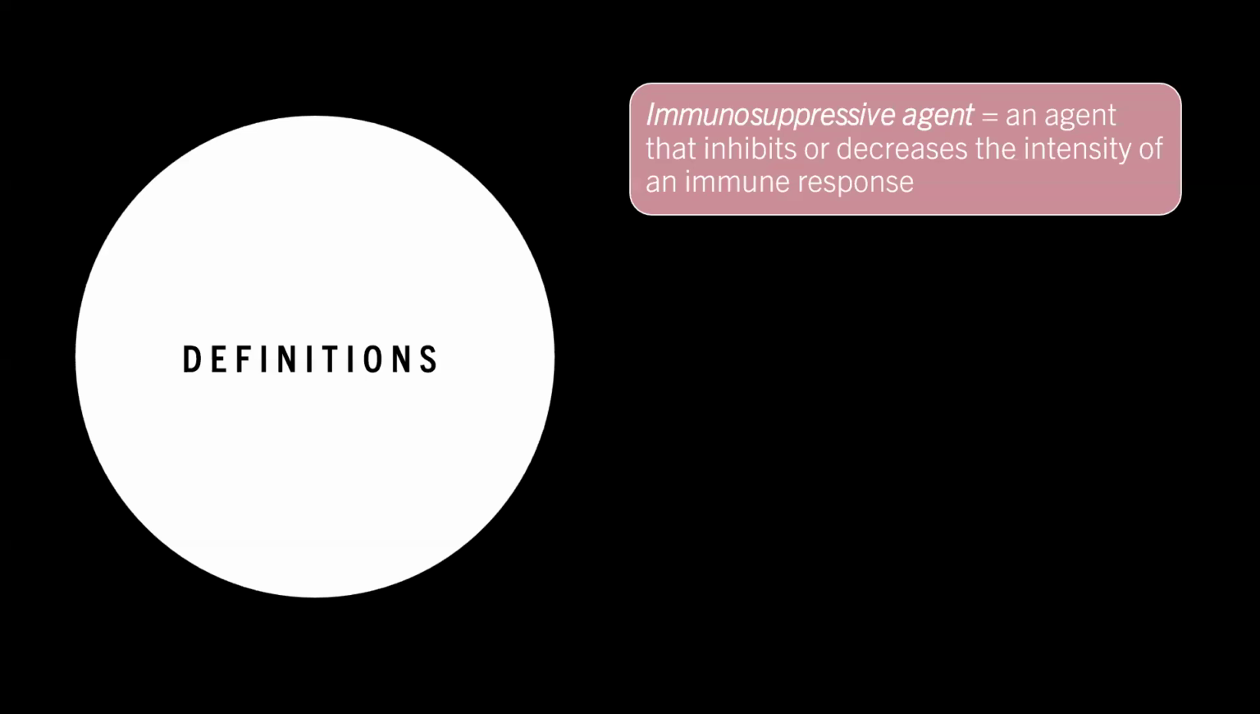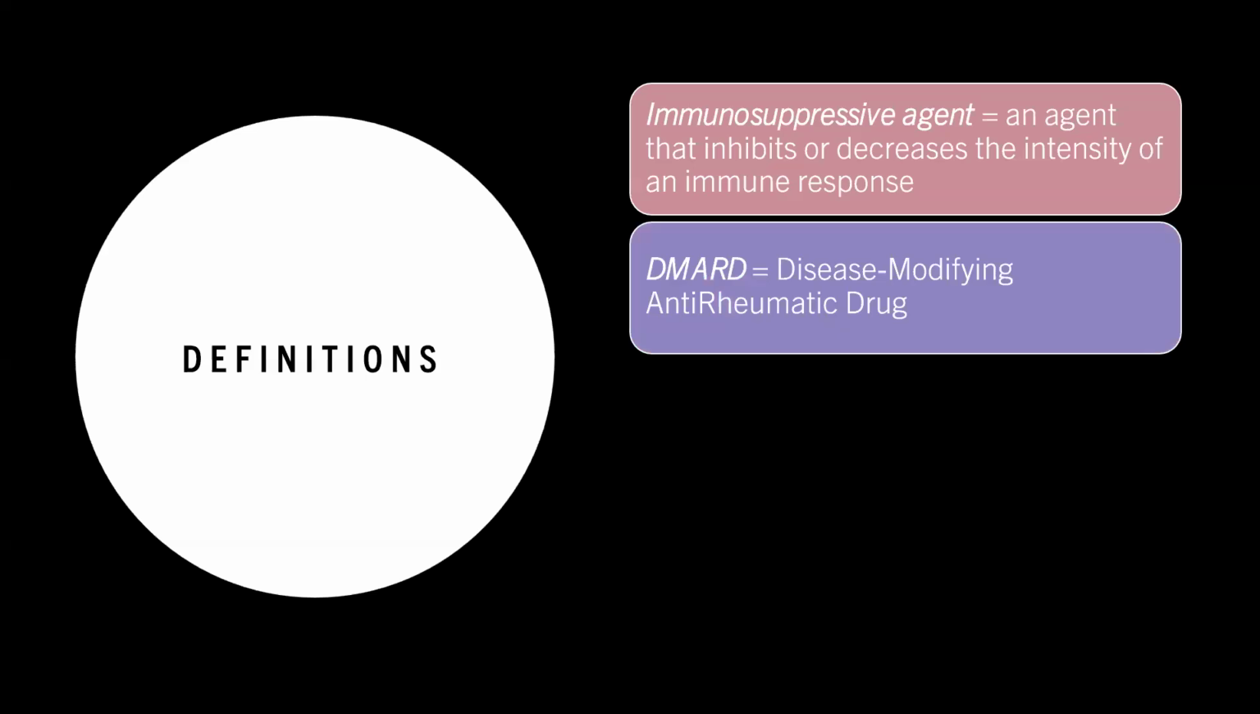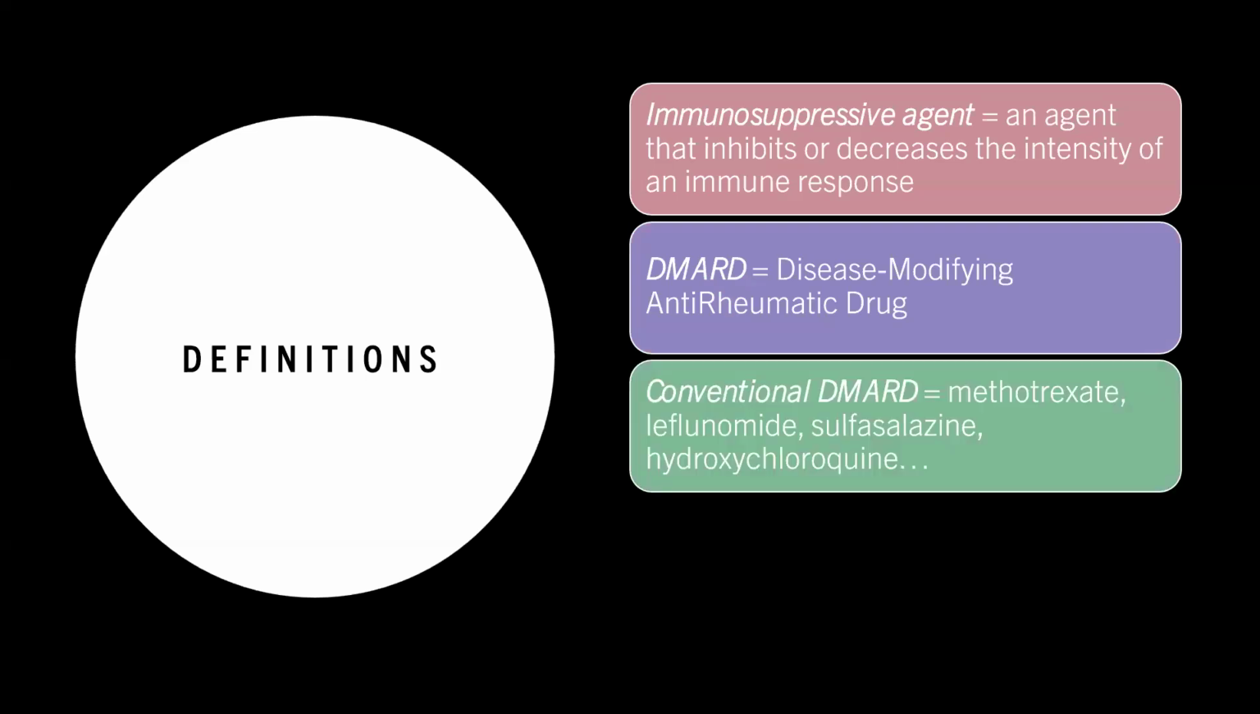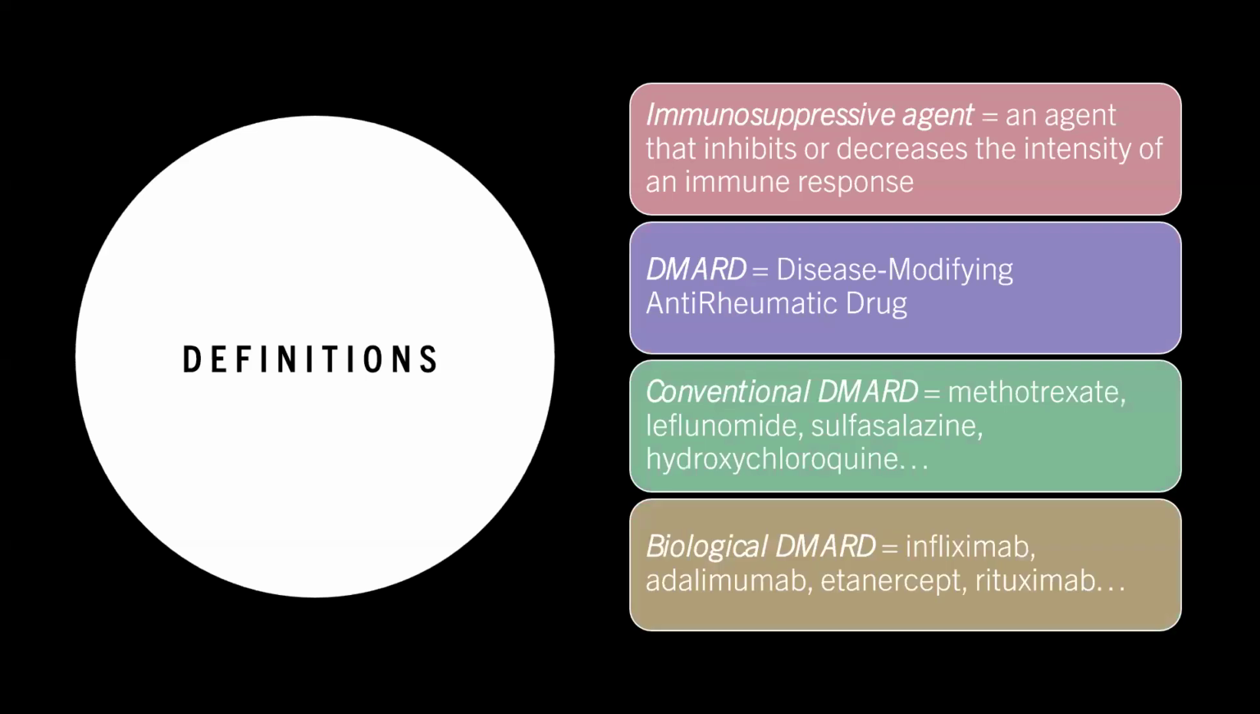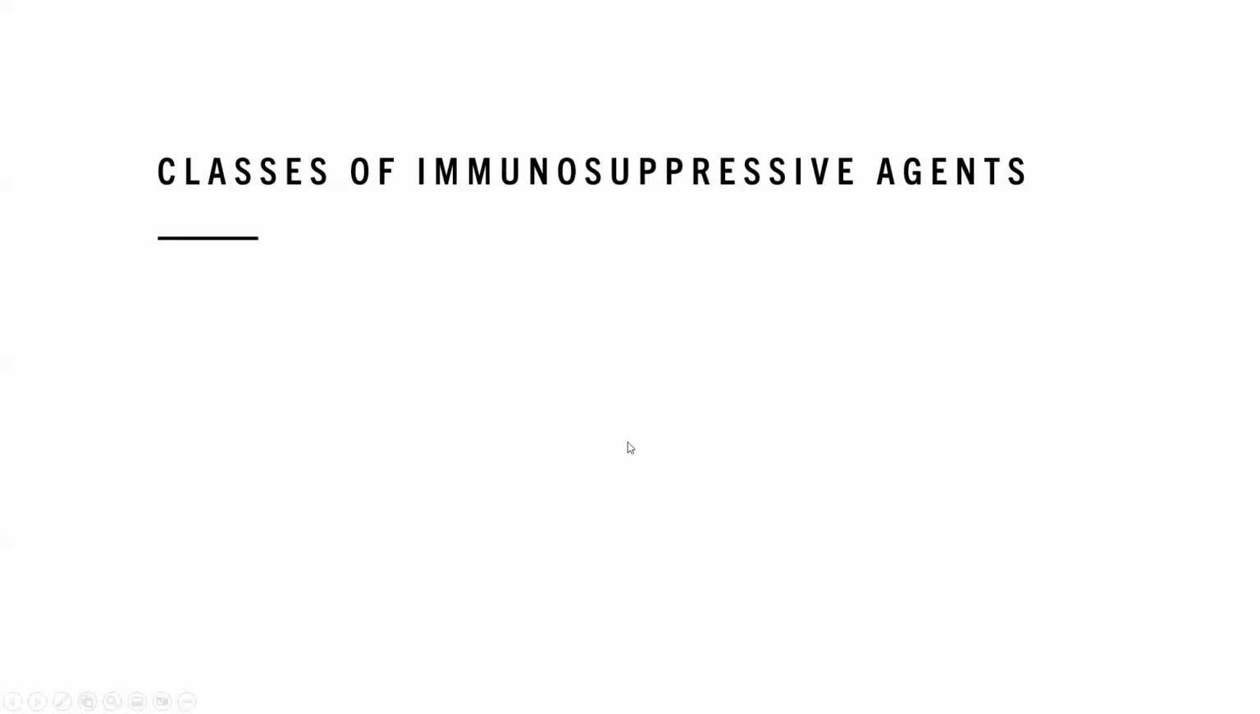So I've explained what an immune suppressive agent is. A DMARD is really a disease-modifying anti-rheumatic drug. But exactly what a DMARD is compared to what is just an immune suppressor is not very clear, so I'll try to go through that. We divide DMARDs up into conventional DMARDs, which are drugs like methotrexate, leflunomide, and sulfasalazine, and then there are biological DMARDs, which are drugs like infliximab, adalimumab, etanercept, etc.